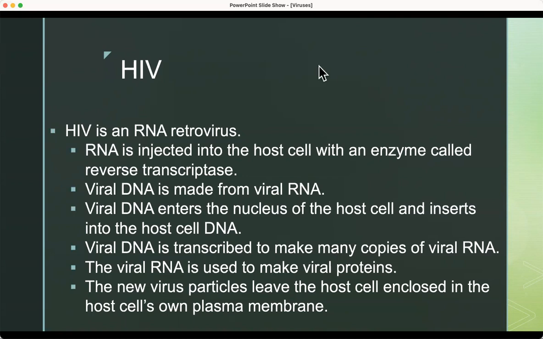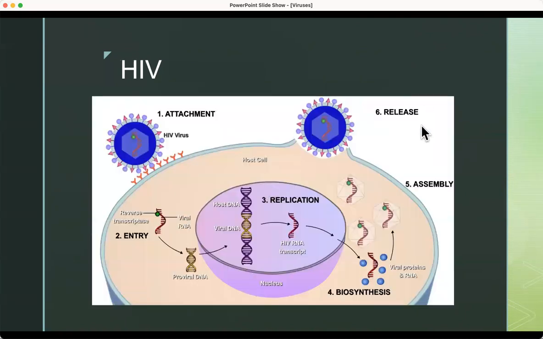So viral DNA is made from viral RNA. The DNA of the virus enters the nucleus of the host cell and inserts into host cell DNA. Now, what that means is when the host cell takes that genetic information and uses it to make proteins, it will take the viral DNA and make viral proteins. So let's go to this image here.